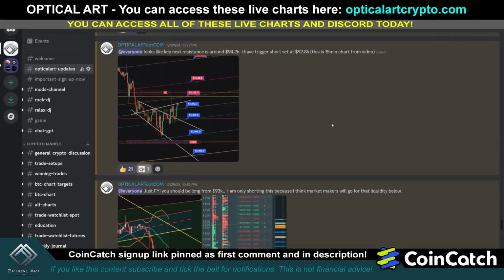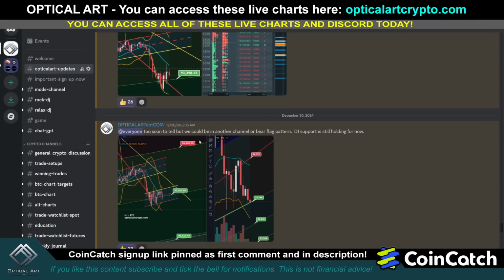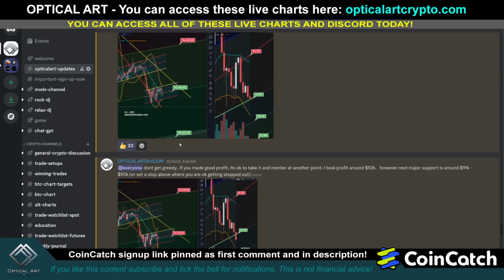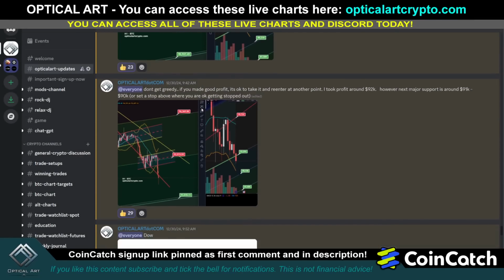That played out beautifully. You can see we dropped, came down, and we broke that support level. And I told everyone, this was December 30th, I said, don't get greedy. If you make good profit, it's okay to take it and enter another point. I took profit at 92K, letting everybody know that your next key support level was 91,090.